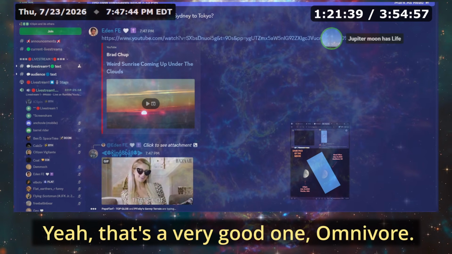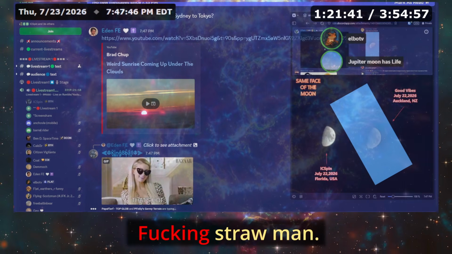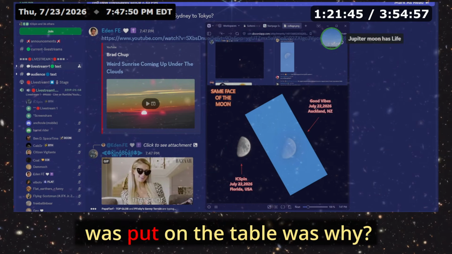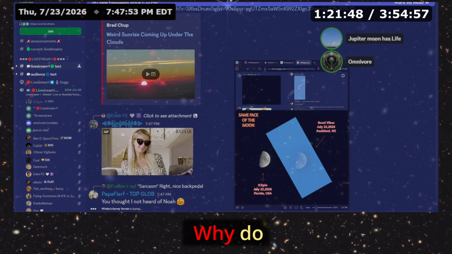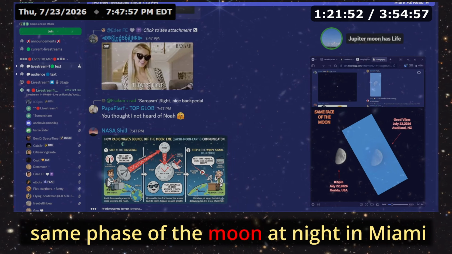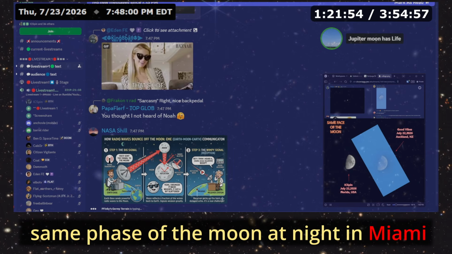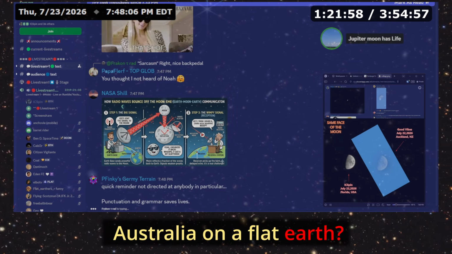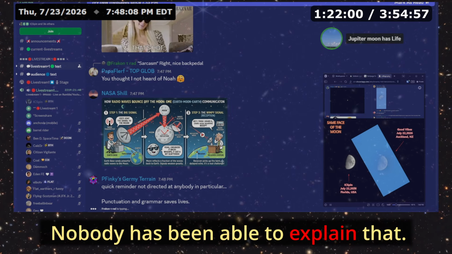That's a very good one, Omnivore. But here's the other thing. So the other thing that was put on the table was why do we see the same phase of the moon at night in Miami and in the day in Australia on a flat Earth? Nobody has been able to explain that.